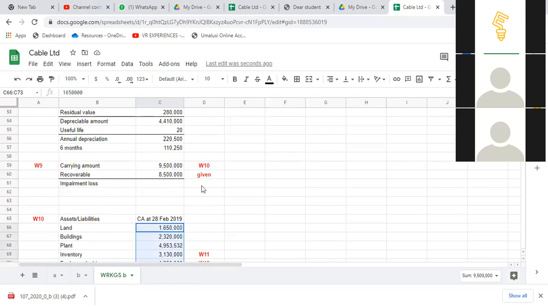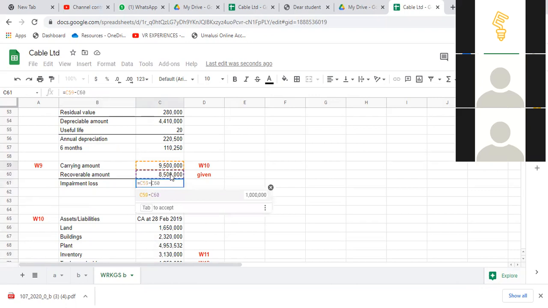So now the question comes, should you have an impairment loss? Remember, you only have an impairment loss if the carrying amount is more than the recoverable amount. If the recoverable amount is more than the carrying amount, then there's no impairment loss. So because the carrying amount is more than the recoverable amount, we will have an impairment loss. The impairment loss is 1 million rand. Now we need to allocate that 1 million rand.